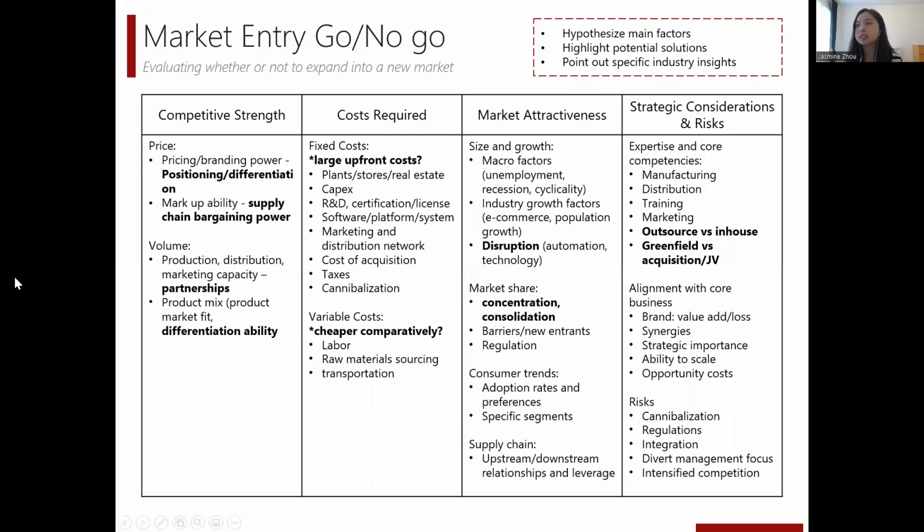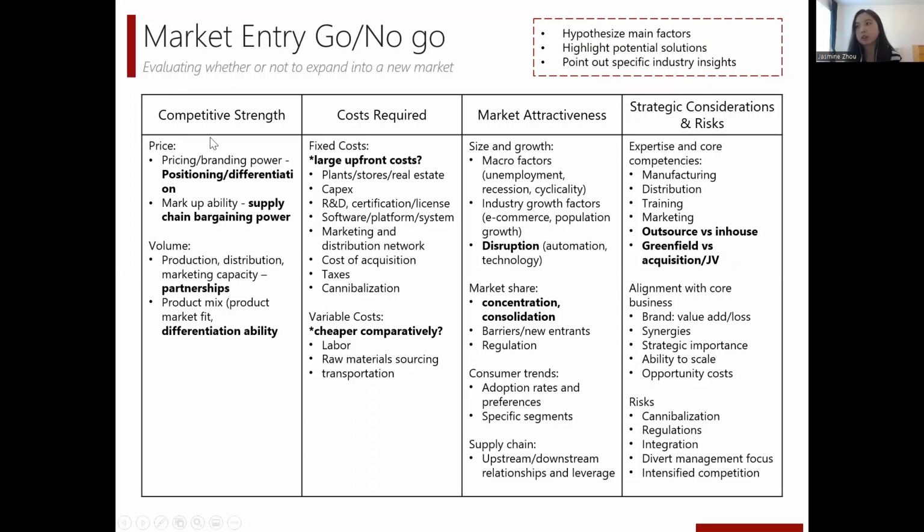This type of case is market entry, go or no go. So this is evaluating whether or not to expand into a new market. And for this type of case, I like to use 4 buckets: competitive strength, costs required, market attractiveness, and strategic considerations and risks. And you might have already realized, but this is essentially identical to the All-Star framework that I mentioned at the start, except I just tweaked the names, especially for revenue and costs a bit.